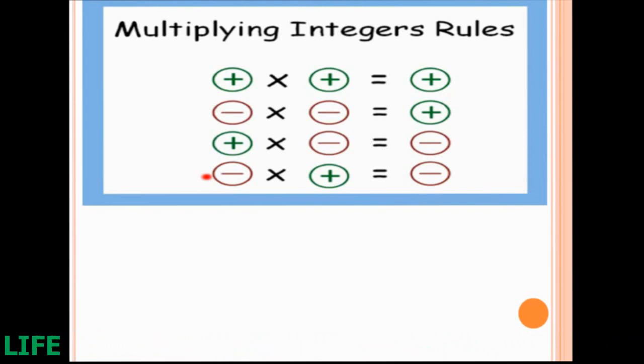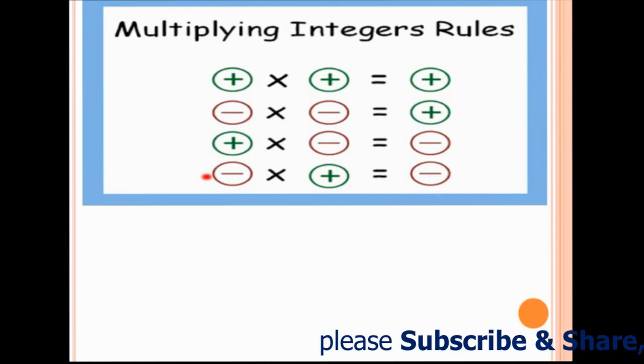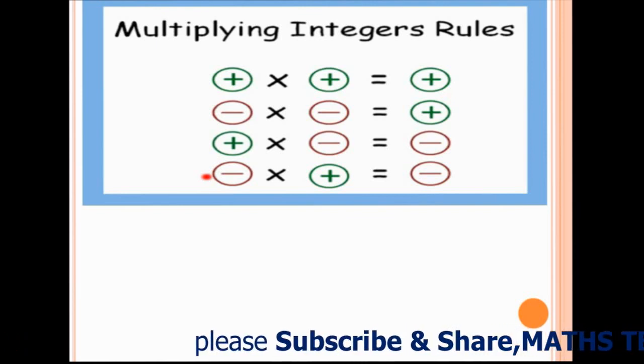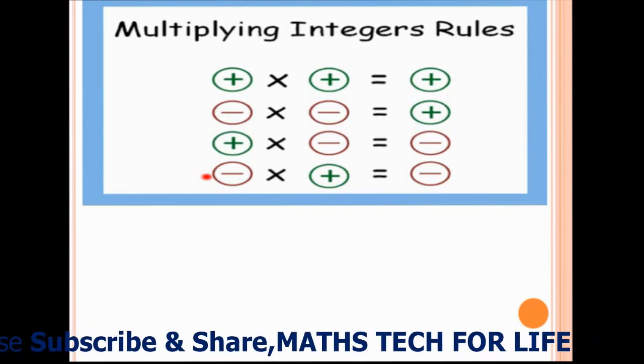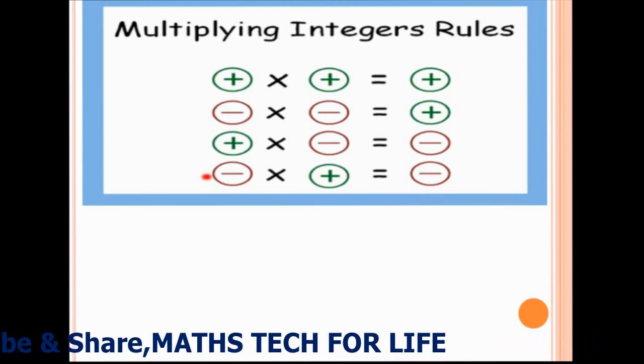Again I repeat, multiplying two positive integers will make a positive integer as the product, and if you multiply two negative integers, the product will be positive. Then a negative and a positive will make a negative integer as the product.